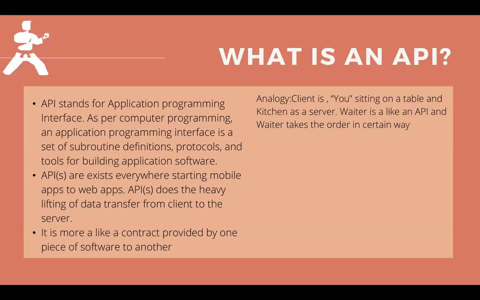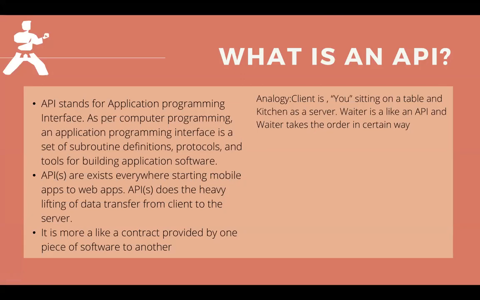So what is an API? We all know the acronym: it's an application programming interface. When we say application programming interface, what exactly does it do? As per computer programming, it's a set of protocols and subroutine definitions that we give in the API, telling how my software looks and how it should behave. When I instruct something, I should get the data like this. That is what we have in the API.